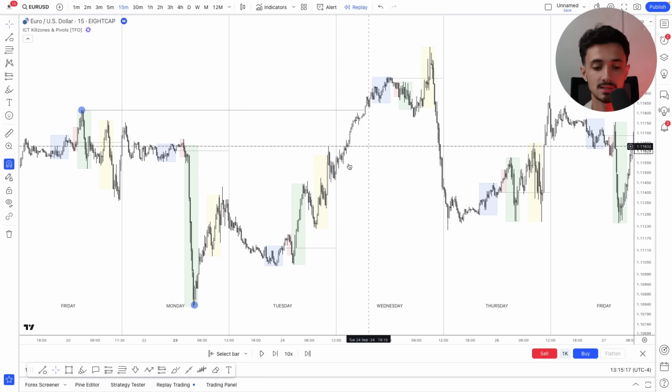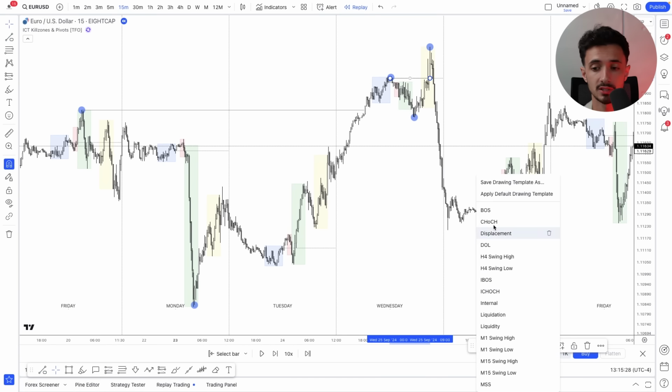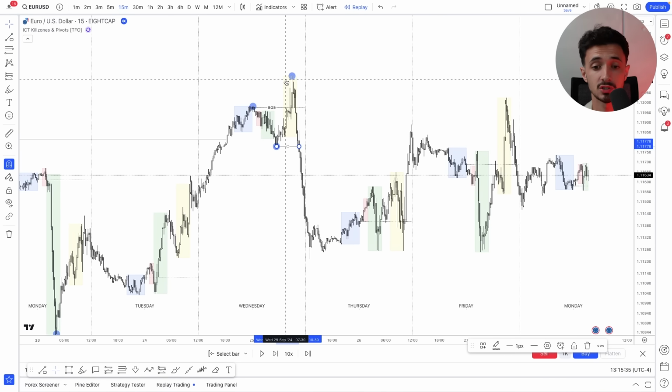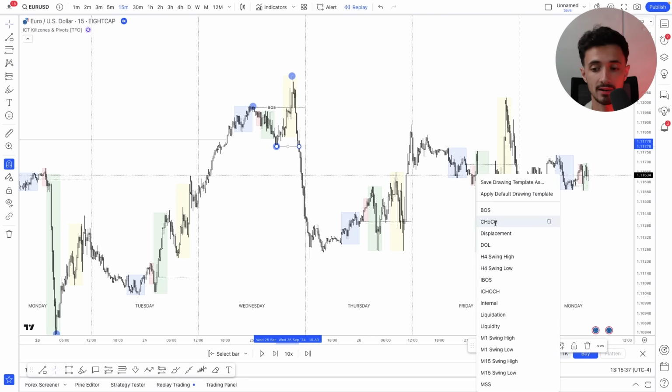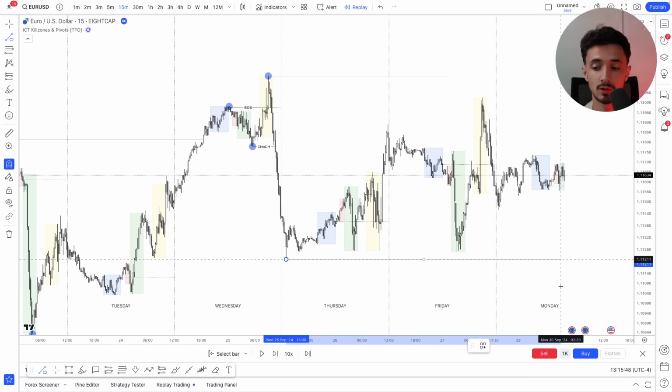Price comes up like this. Higher high, lower low, higher high, break of structure. We are bullish. And then what happens? We get a change of character. So we go from bullish to bearish. At that point in time, we have a swing high up in here, which is a strong high, and we have a low down here, which is weak until proven strong.